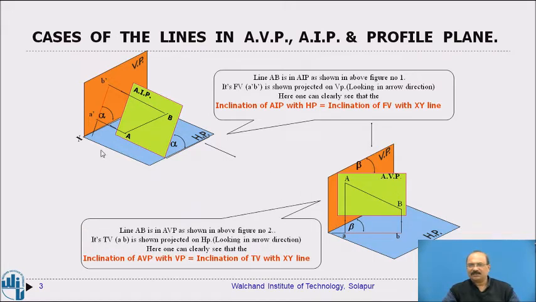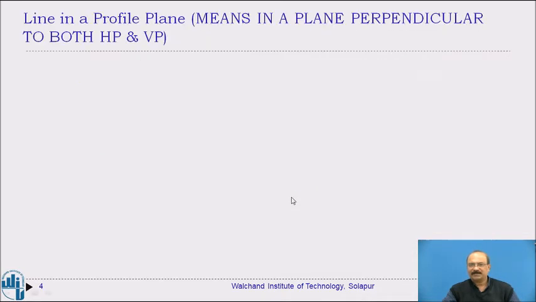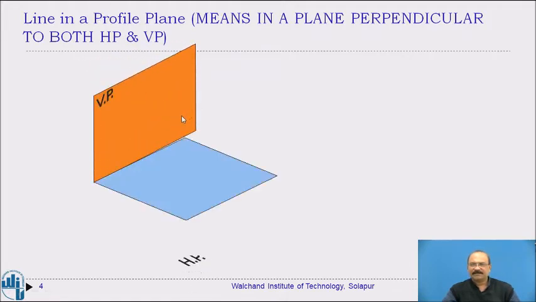Continuing, this information is required because we are going to tilt this plate perpendicular to the vertical plane as well as perpendicular to the horizontal plane. That is what we consider as a profile plane. In the next slide we are going to study a line in a profile plane, meaning a plane perpendicular to both HP and VP. Observe the same diagram with the vertical plane and horizontal plane. Here we set up the profile plane.